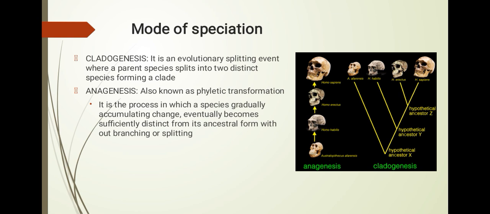Mode of speciation, anagenesis and cladogenesis are two methods. Cladogenesis is an evolutionary splitting event where a parent species splits into two distinct species forming a clade. Anagenesis, also known as phyletic transformation, is the process in which a species gradually accumulates changes, eventually becoming sufficiently distinct from its ancestral form without branching or splitting. The first one is anagenesis, second one is cladogenesis.